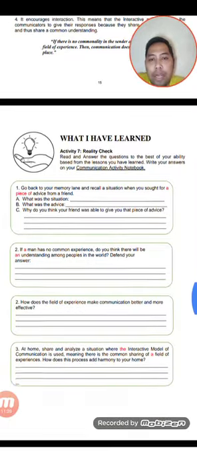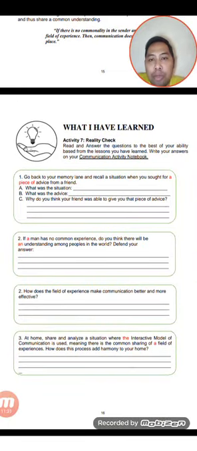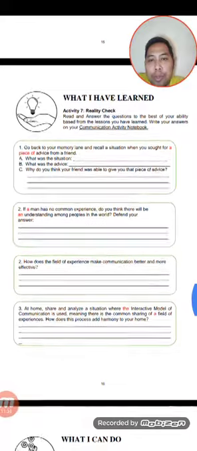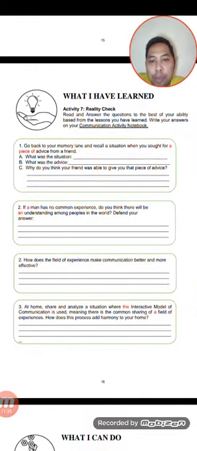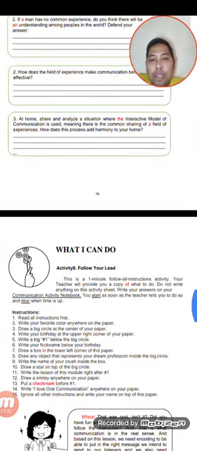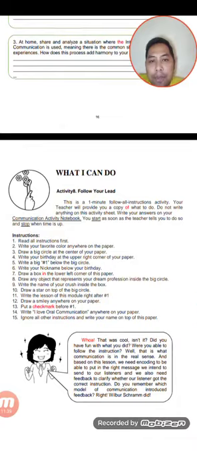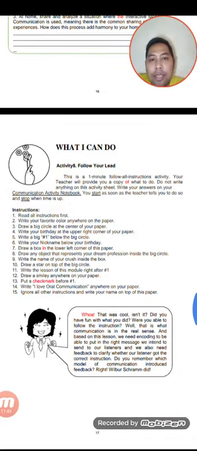What I have learned. So answer this in your notebook. Number one, two, three. There are two number twos, but there's three and four. So what can I do? Activity number 8, follow your lead. Okay, this is a 1 minute follow all instructions activity. Your teacher will provide you a copy of what to do. Do not write anything on the activity sheet. Write your answer in your communication notebook. You start as soon as the teacher tells you what to do and stop at this time.